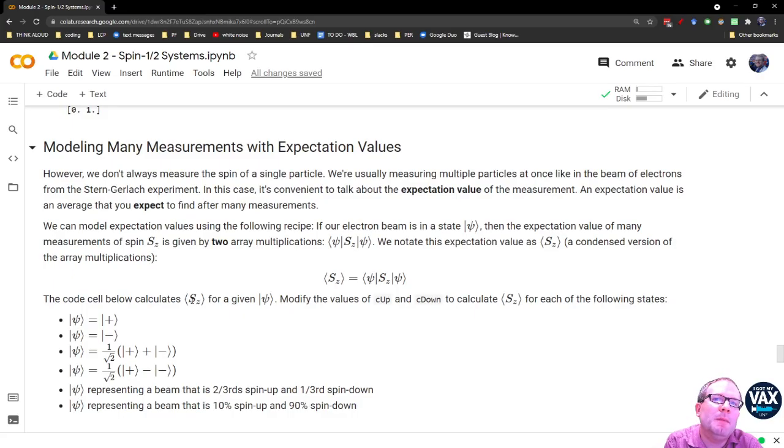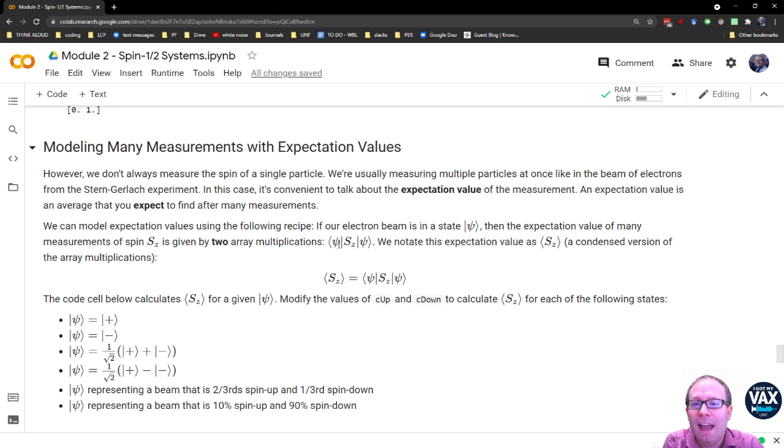Okay, so the question becomes, how do I start to map this onto an experiment? Because in an experiment, I'm going to have many, many, many electrons flying down this beam, and I'm going to be measuring the average at the end, right? I'm rarely going to measure the spin of a single electron. I'm usually going to measure the average of an entire ensemble of electrons. Well, the way you do that is with one more array multiplication, right? So we learned how to do SZ multiplying onto psi the ket here.